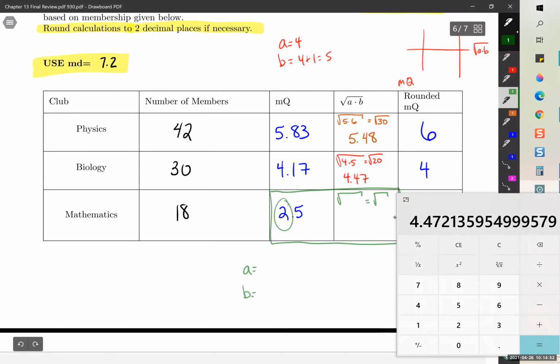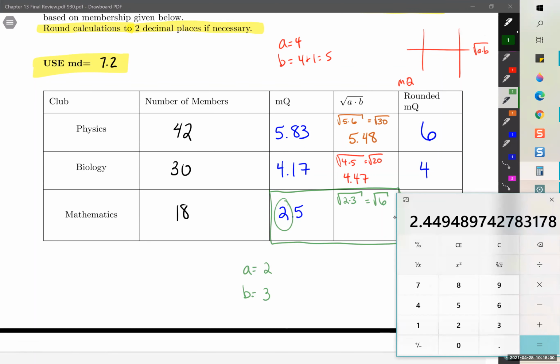Do we agree A would be 2, which means B would be 3? So we're looking at the square root of 2 times 3, or the square root of 6. And did y'all get 2.4? We want to round the second decimal place. We look to the right, it's definitely larger than 5, so we get 2.45.